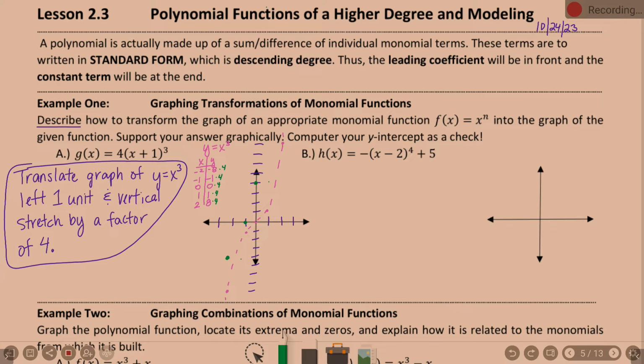So this green graph is going to be my final graph. Can you see the vertical stretch? Is it steeper now? There at the center, it doesn't curve quite as much. It's more straightened out, right? And then my centering point moved left 1.